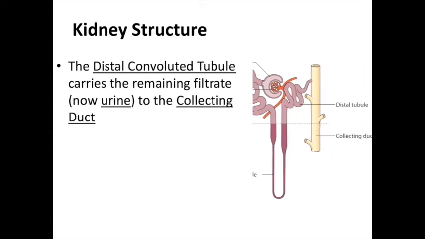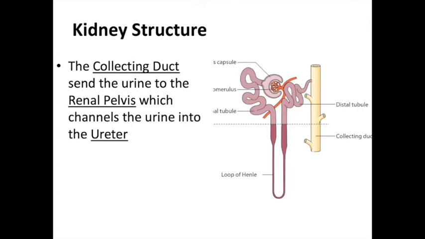Then it goes into the distal convoluted tubule. It really doesn't have any kind of filtration job. It's just a carrying tube, right? It's just going to bring it over to the collecting duct. And in the picture, the collecting duct is that yellowy looking thing that is going to drain what is now urine, by the way, down into the renal pelvis.